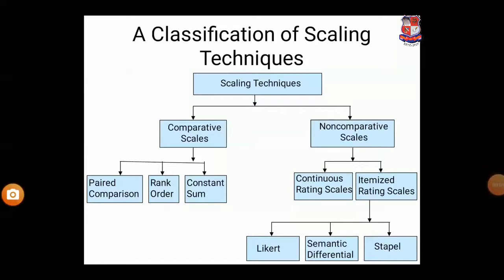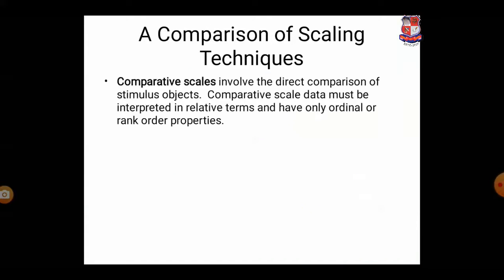Okay. So yesterday we discussed different types of non-comparative scales. Today, this session is all about the different types of comparative scales. Basically, in this session we are going to discuss three different types of comparative scale. First one is the paired comparison scale, second one is the rank order scale, and third one is the constant sum scale. First, we are going to discuss the meaning of the comparative scale, and after that, we are going to move further towards the different types of comparative scale.